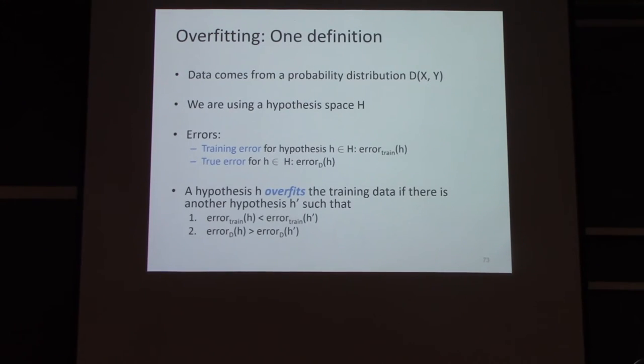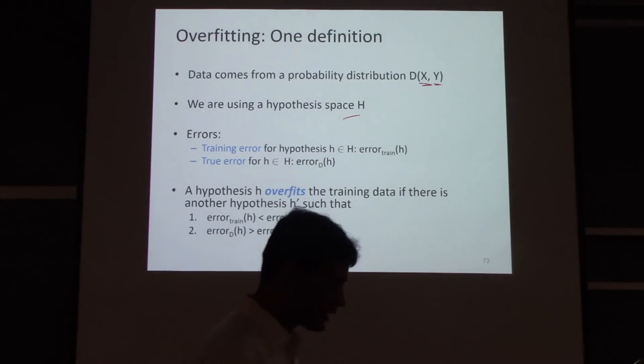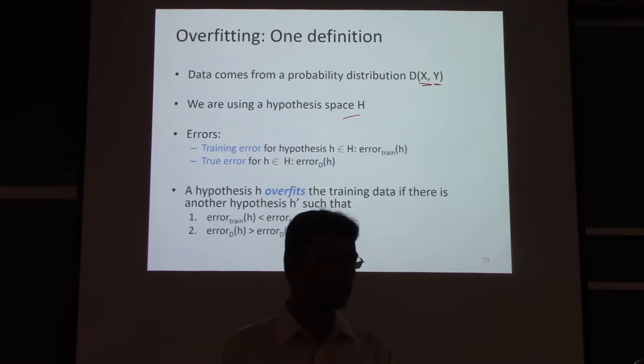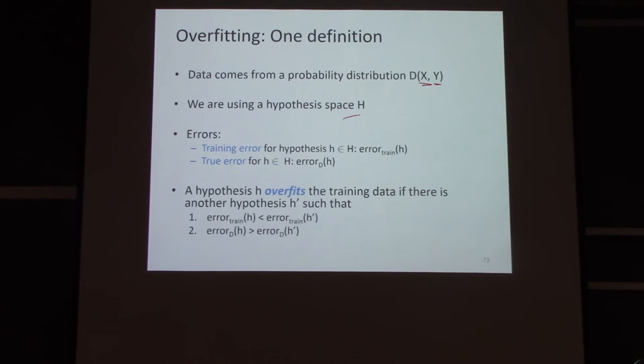A formal definition that is based on Tom Mitchell goes like this. Suppose your data, both the inputs and the labels, are drawn from an unknown distribution. You don't care what it is at this point. There is a hypothesis space H, and you've trained your classifier. Now, there are two kinds of errors, and only one of them is measurable. The first one is called the training error. For any hypothesis, the training error is the error of that hypothesis on the training set. It's very easy to compute: you predict on all the training examples and see what fraction of them disagree with the label. That's your training error.